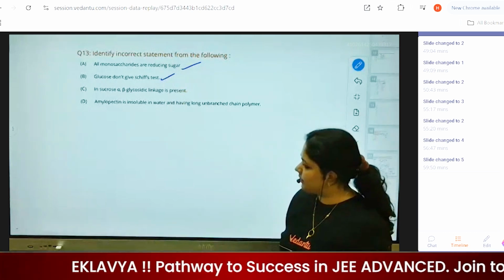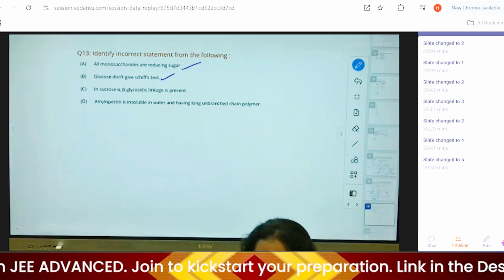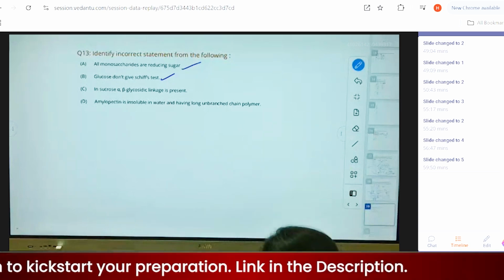In sucrose, alpha beta glycosidic linkage is present. Yes, in sucrose, alpha beta glycosidic linkage will be present.